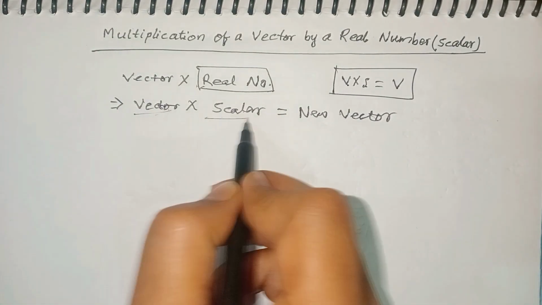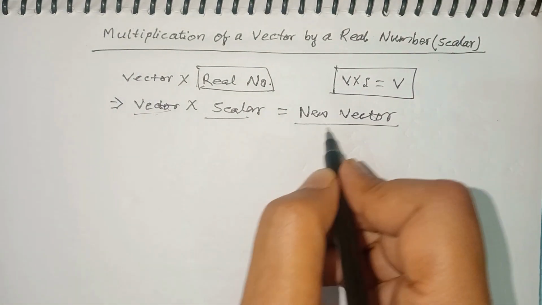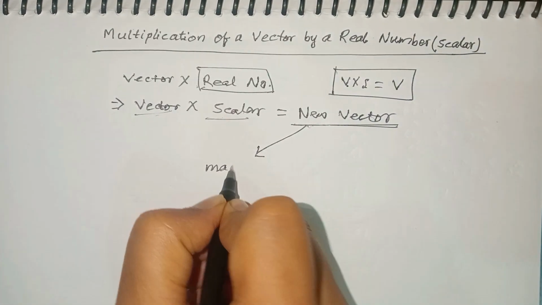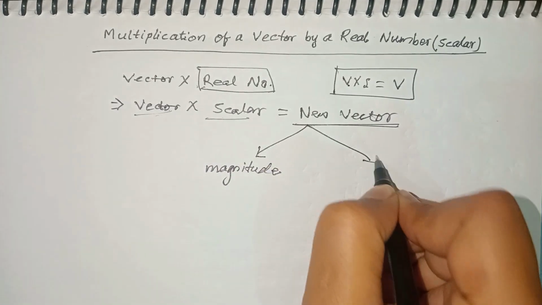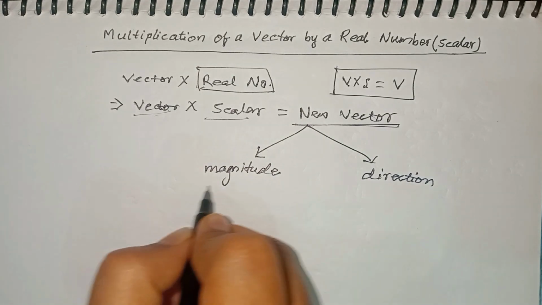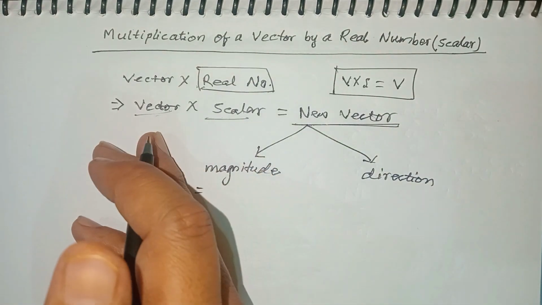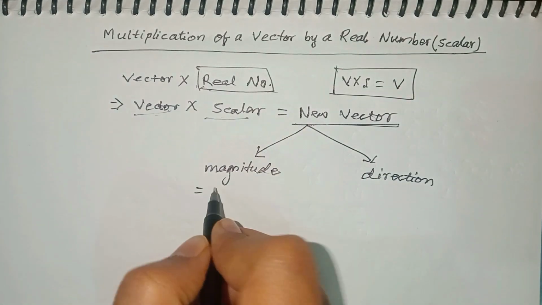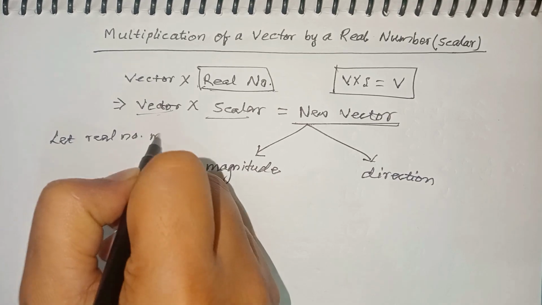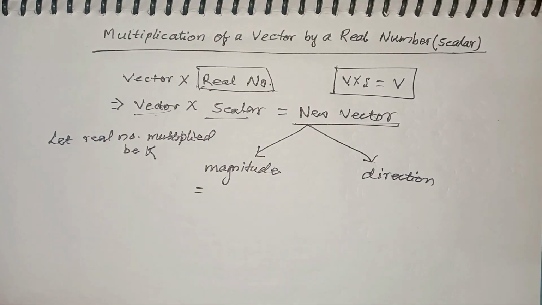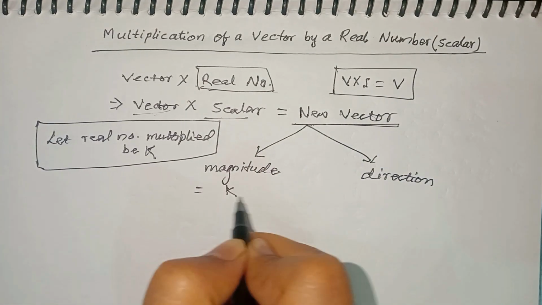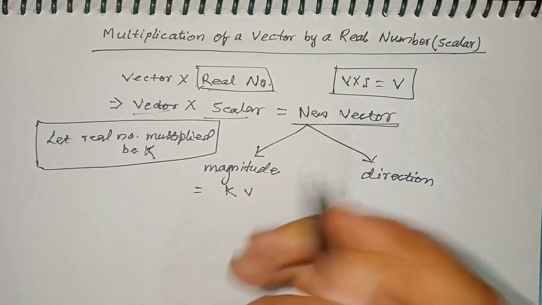So when a vector is multiplied by a scalar, we get a new vector, and the new vector has magnitude and direction. Its magnitude will be equal to the previous vector's magnitude times that real number. Suppose the scalar multiplied is k. The new vector will have magnitude k times the previous vector's magnitude. So it increases k times.